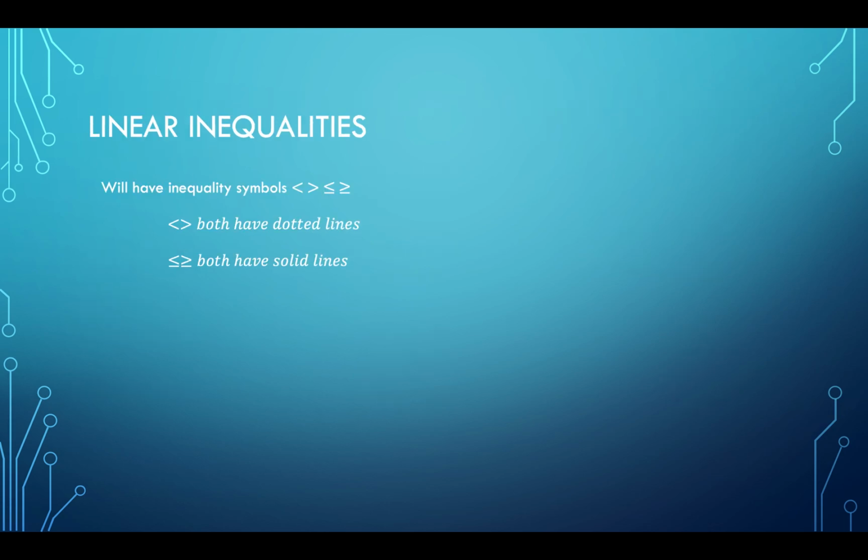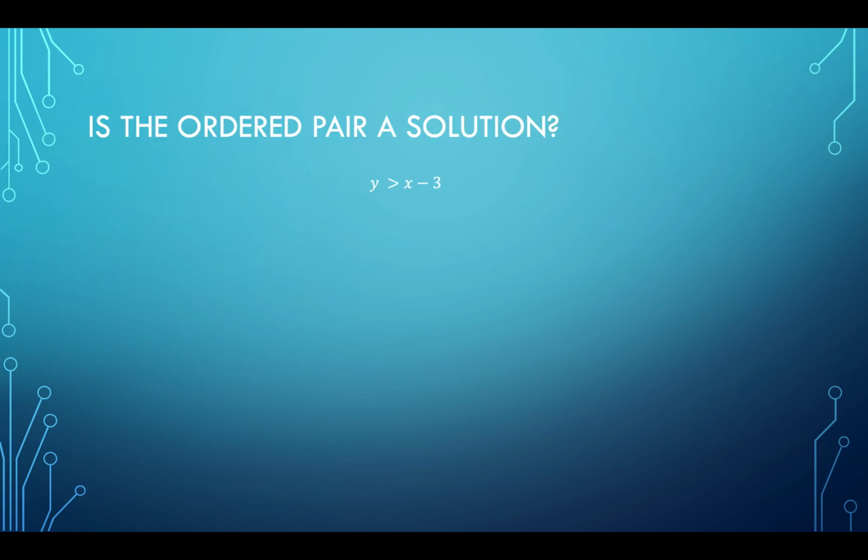And linear inequalities. We'll have the inequality symbols less than, greater than, less than or equal to, and greater than or equal to. As a reminder, less than and greater than both have dotted lines, and less than or equal to and greater than or equal to both have solid lines. I'll ask you, is the ordered pair a solution? So I'm going to give you the inequality: y is greater than x minus 3. I give you the ordered pair 1, 2. Remember, it's always x, y.